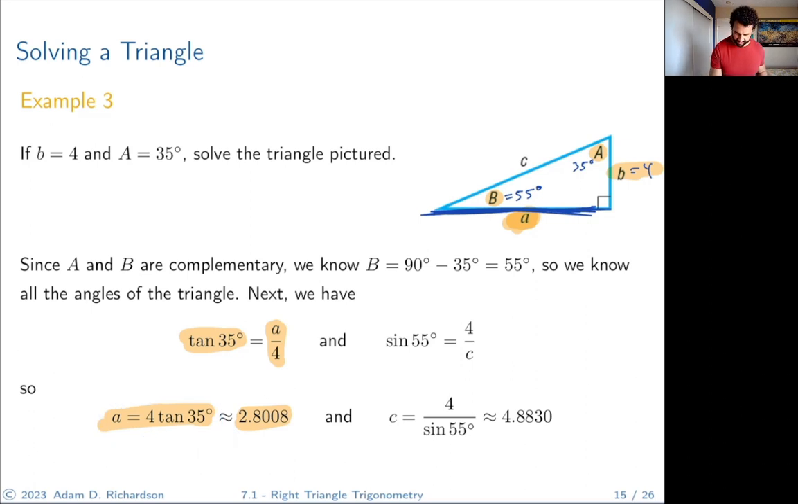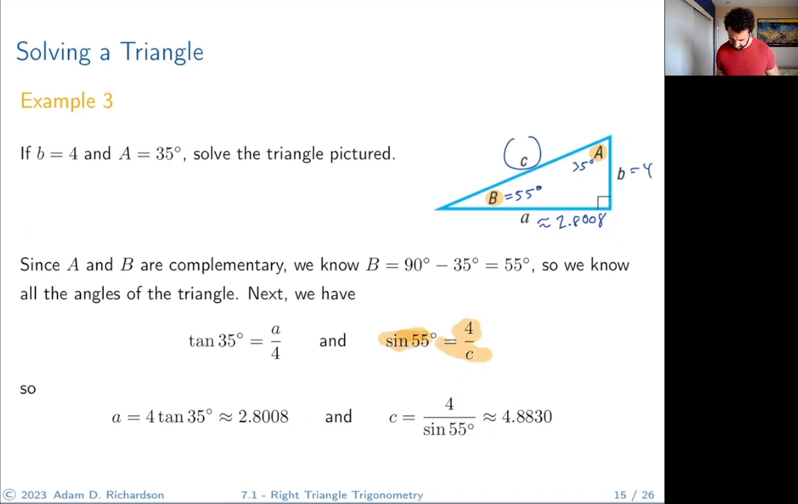Let's look at the other angle. Let me clear this. So we know A is approximately 2.8008. Now we need to know what C is. How do we find C? We want to find something that relates the adjacent leg to A and the hypotenuse, or we could do the opposite leg of B and the hypotenuse, which is right here.